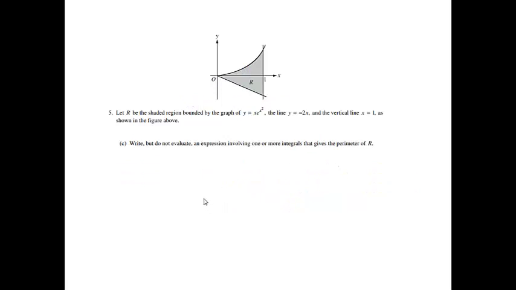Alrighty, part C. Write, but do not evaluate, an expression involving one or more integrals that gives the perimeter of R. So this would be a BC topic for sure. Perimeter is just adding up all the way around the figure. So we're pretty much just going to add up all 3 sides. So I'm going to call this 1, 2, and 3. All right, and we'll write an integral expression. So I'm going to find each one of those and then I'll just add them together.